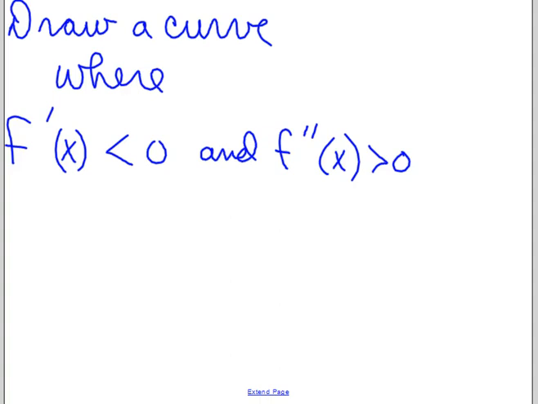All right, so we just did this. Draw me a quick curve. Is this just like a simple line? Should look like that. Make sense? First derivative negative means it's going down. Second derivative positive means it's going down in a concave up manner.